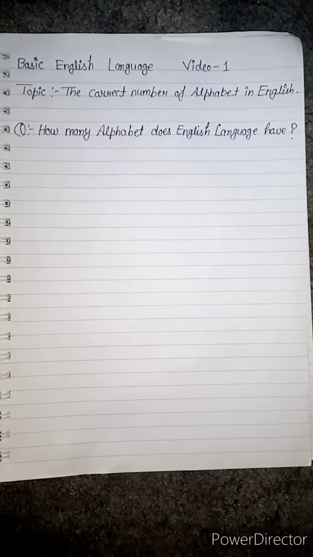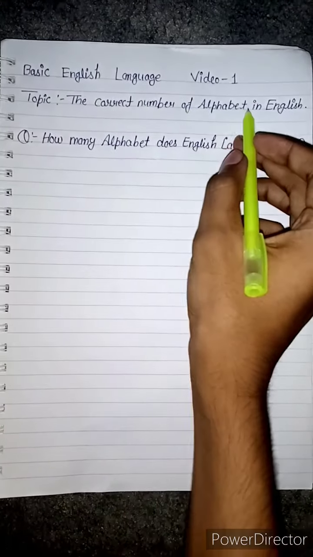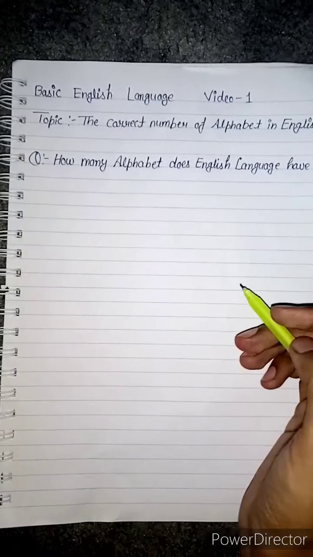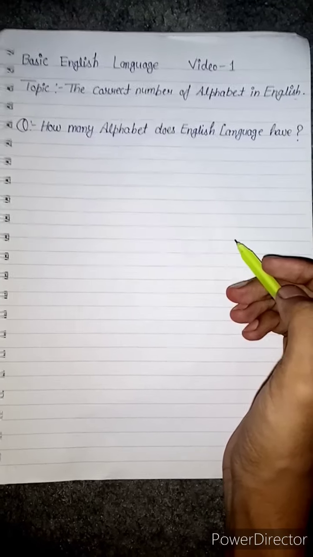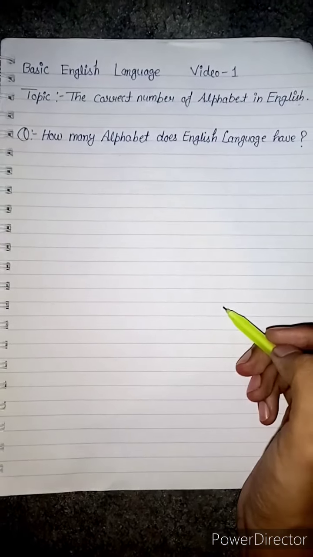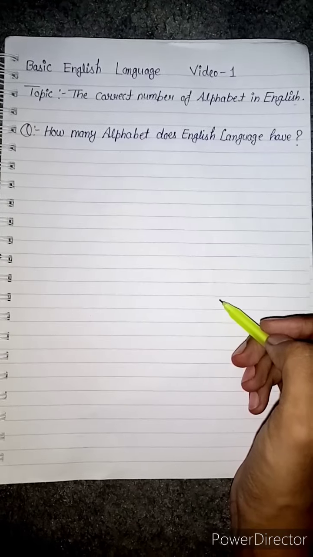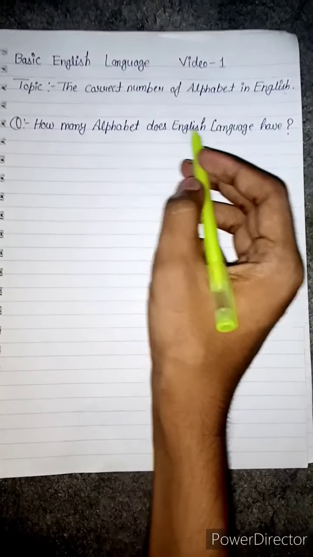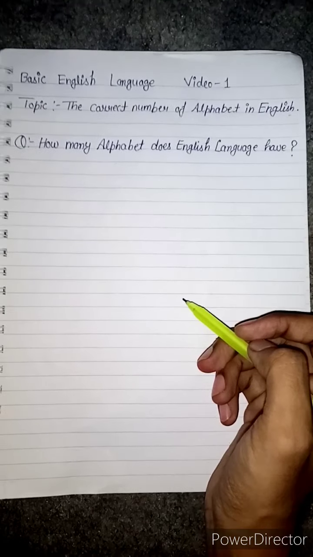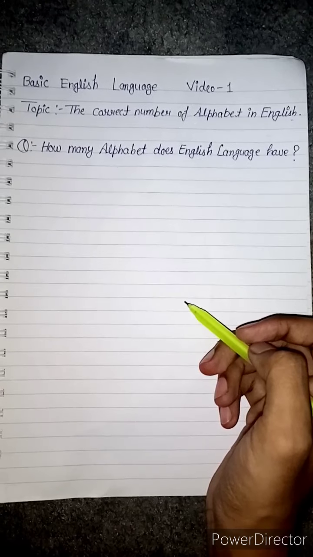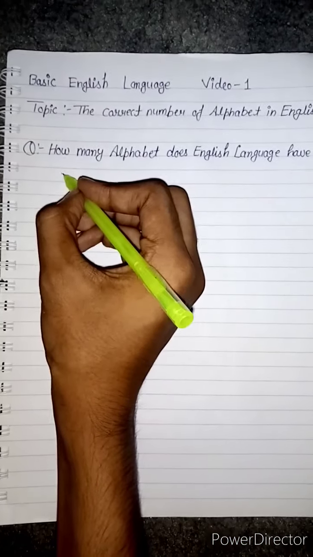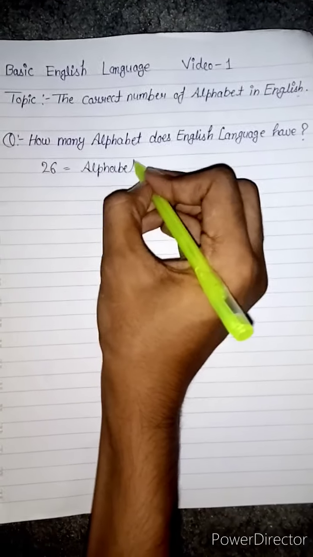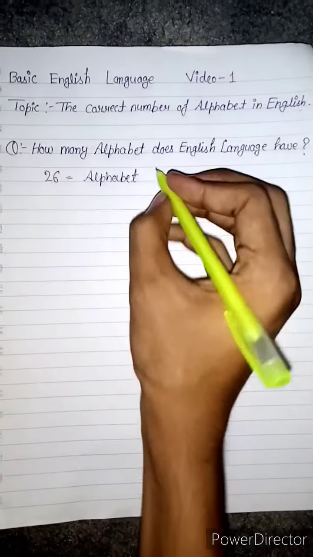So today our topic is the correct number of alphabet in English. It's a very confusing topic so far, because even those people who know about alphabet still make mistakes whenever somebody asks them how many alphabet does English language have. So what answer do they give? According to my studies, mostly people say that we have 26 alphabet, which is absolutely incorrect.